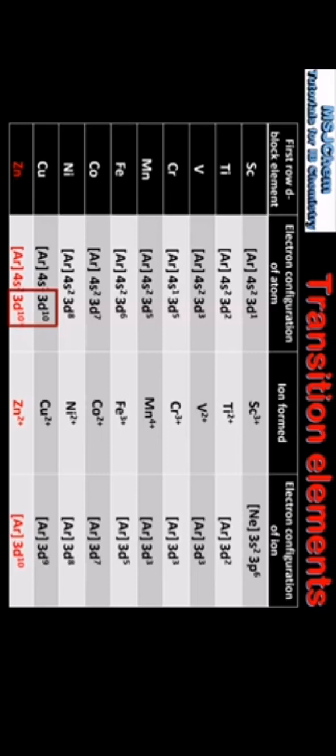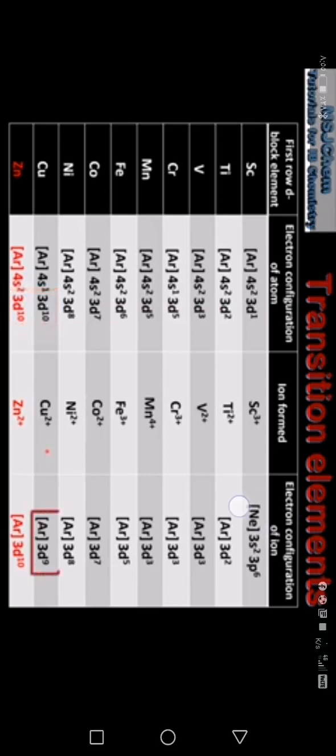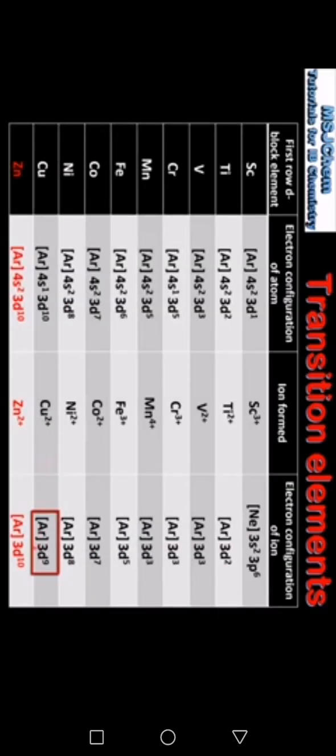As mentioned in the previous slide, zinc is not considered to be a transition element. However, copper is a transition element. If we look at the electron configuration of the copper 2+ ion, we can see that it does have an incomplete d sublevel. However, if we look at the electron configuration of the zinc 2+ ion, we can see that it has a full d sublevel. So copper is considered to be a transition element because its 2+ ion has an incomplete d sublevel.